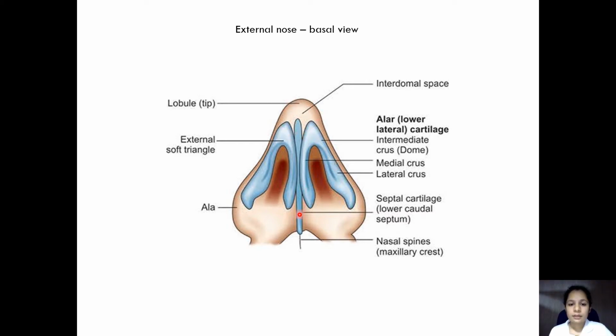This septal cartilage fits into the nasal crest, which is formed by the maxillary bone, also known as the anterior nasal crest or maxillary crest. The maxillary crest fuses anteriorly to form the anterior nasal spine.